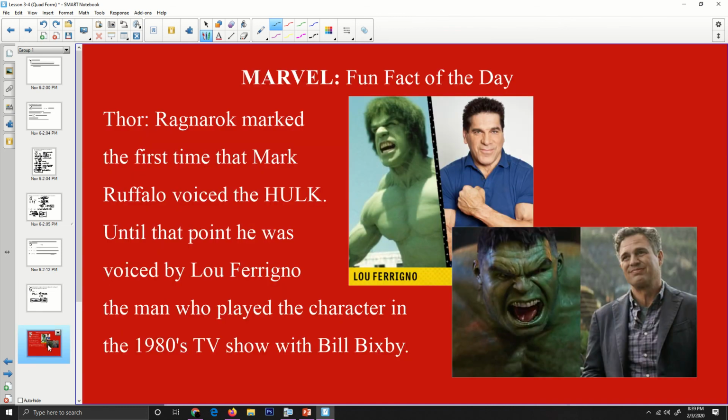So, the Marvel fun fact of the day: Thor Ragnarok marked the first time that Mark Ruffalo actually voiced the Hulk. Until that point, the Hulk was voiced by Lou Ferrigno, who is the man who played the character in the 1980s TV show with Bill Bixby. And there's a picture of him back in the 80s. It was one of my favorite TV shows when I was a young lad.